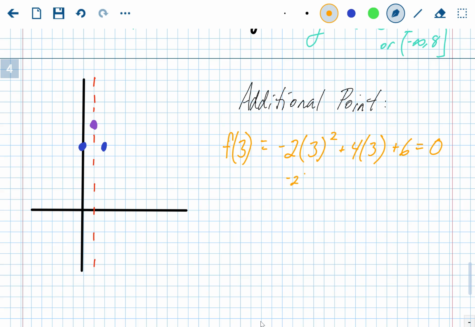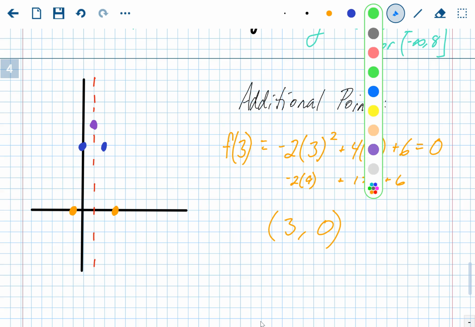Okay. So again, that's just some quick math. You could use a calculator, you could do it in your head, whatever works. So that means we have an additional point where our input was 3, our output was 0: (3, 0). So you put a dot at (3, 0). You could also flip that over the axis of symmetry and put another dot. So we now have 5 points, and we're going to be able to connect those into our parabola.